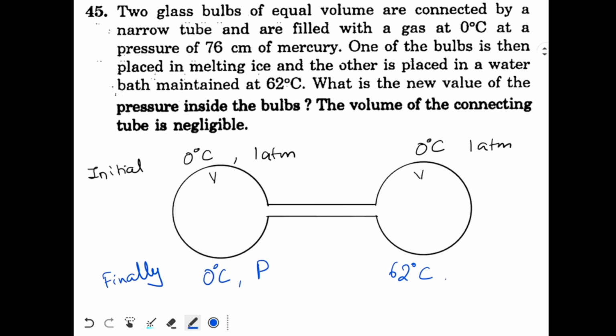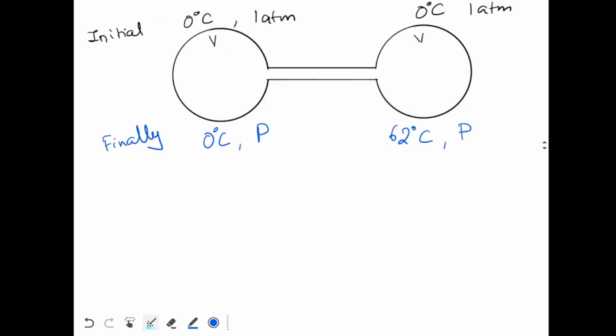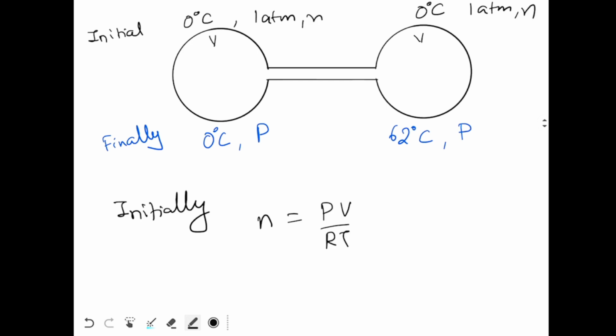The important thing is that pressure will be the same on both sides because both the bulbs are directly connected to each other. So now let's write down that initially the number of moles on both sides will be N equal to PV by RT. So both sides have initially N number of moles.